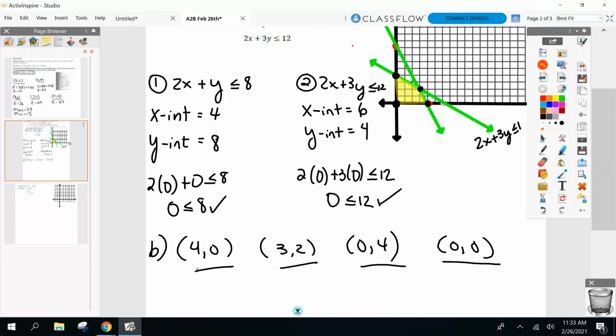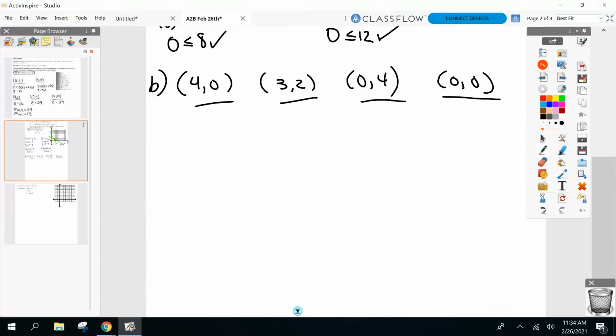Now let's test it. Go back to the objective function up top. Plug in the x and y, and let's see what our z values are.